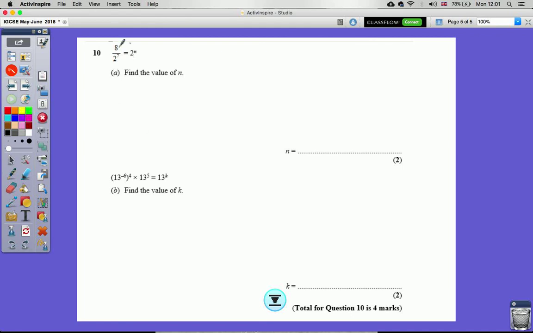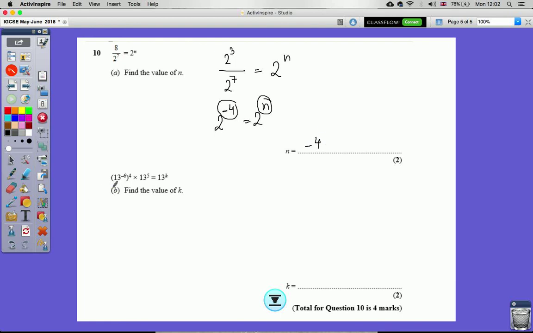Right. So 8 over 2 to the power of 7 is equal to 2 to the power of n. We need to find the value of n. So first I can write 8 as 2 to the power of 3 over 2 to the power of 7 is 2 to the power of n. When I divide the same numbers with different powers, I subtract the powers. So 3 minus 7, that's going to be 2 to the power of negative 4 is 2 to the power of n. So the value of n is obviously negative 4.